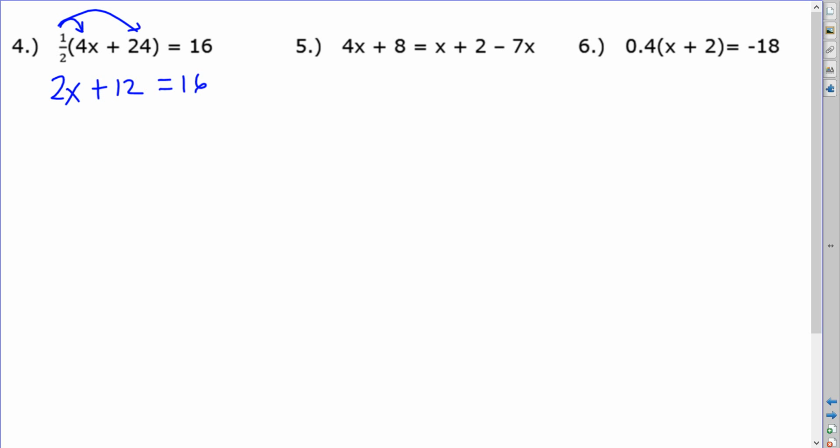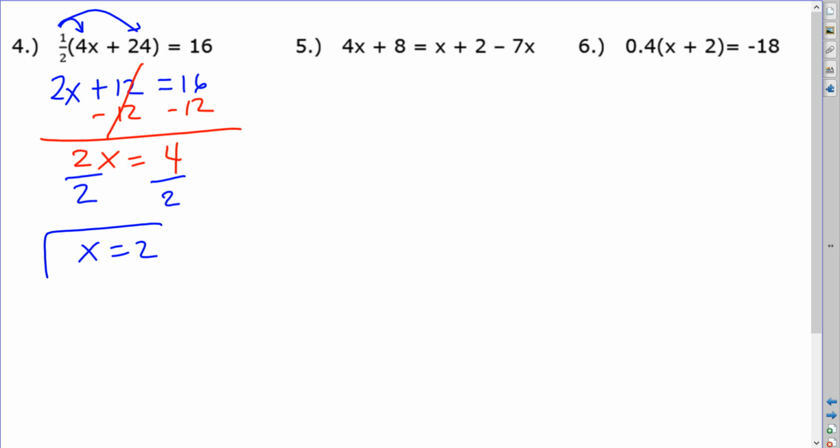Now I can remove my constant and combine these terms here. Now that they're both together, this is called combining, but this is an inverse operation here. So 2x is equal to 4. Divide both sides by 2, the coefficient, and get my one solution.